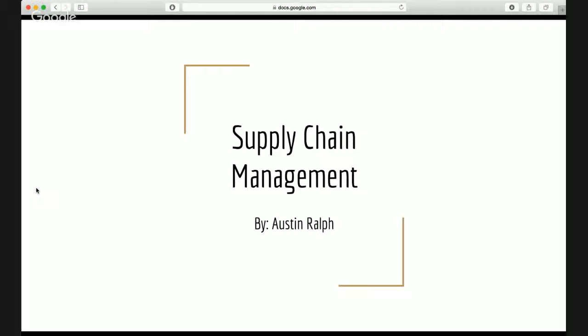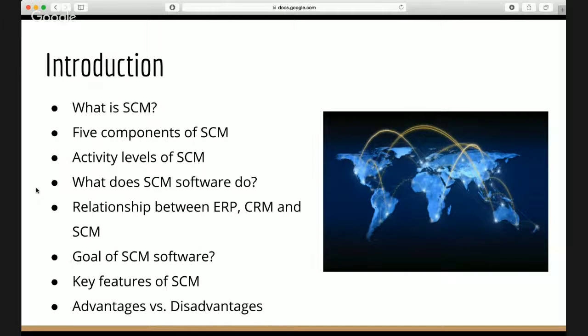In this presentation, I'm going to discuss what exactly supply chain management is, as well as the five components of it, activity levels associated with it, what the software actually does, what the functions of it are, the relationships between different types of supply chain management software and other types of software, as well as the goals of this software, key features of it, as well as some advantages and disadvantages of the software itself.